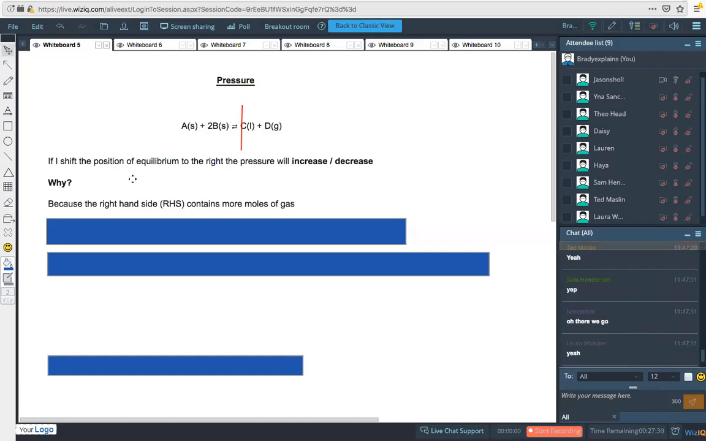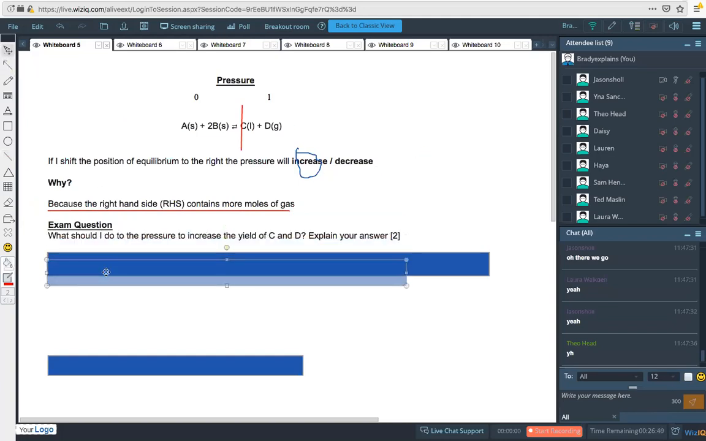Yeah, sorry about that. Absolutely right. So it will increase the pressure because if we look on the left-hand side, there are 0 moles of gas. If we look on the right-hand side, there's 1 mole of gas. So there's more moles of gas on the right-hand side. So if you're shifting the position of equilibrium to the right, making more products, more forward reaction, you're going to make more moles of gas. So your explanation for why you do anything with pressure is always just stating which side contains the most moles of gas. That's all we're going to need to do.